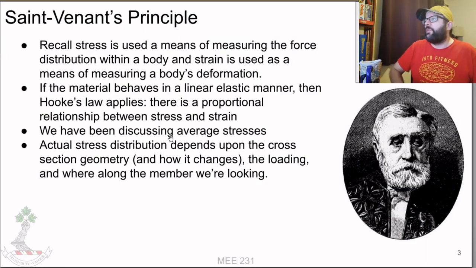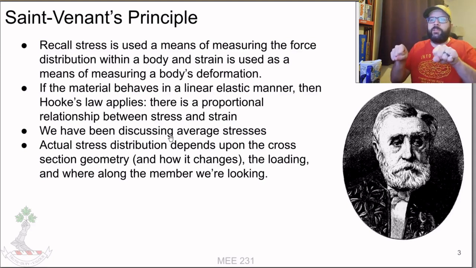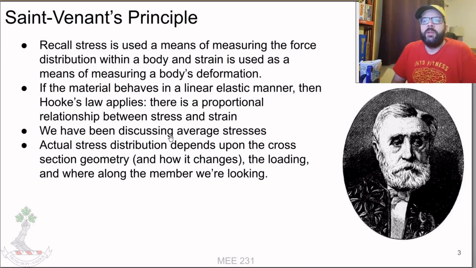So to start off, we've got the Saint-Venant principle. The idea is that we're using stress to measure basically the force distribution, so how concentrated that force is on a certain cross-section, and then strain is used to measure how it deforms when stress is applied to it. Or you could look at it vice versa. If I'm stretching it a certain amount, applying a certain strain, how much stress is caused by that. You can look at it both ways, really.